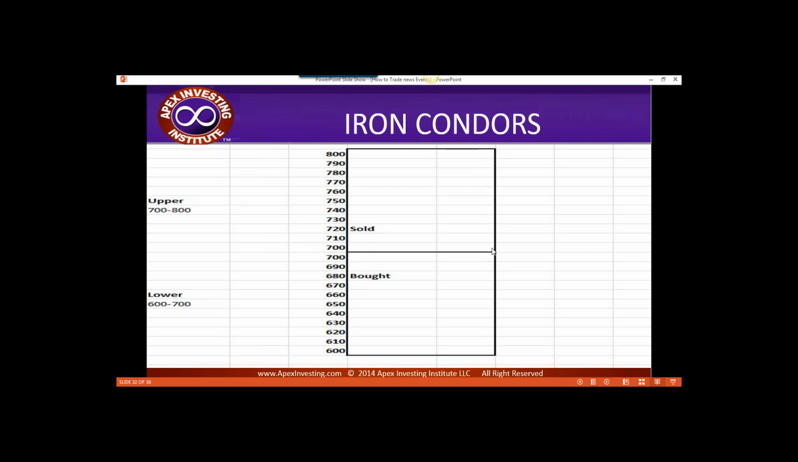What if the market went against me, actually moved up and expired 40 points, like it went up to 740? Well, I sold this one for 720, but it expired at 740. So I lost 20 bucks on this sold one, correct? Lost 20 bucks. That makes sense?